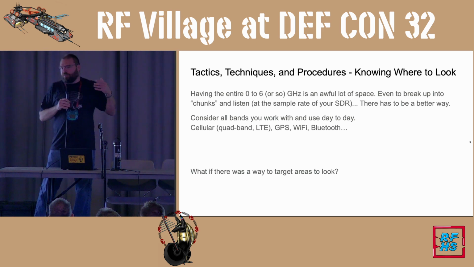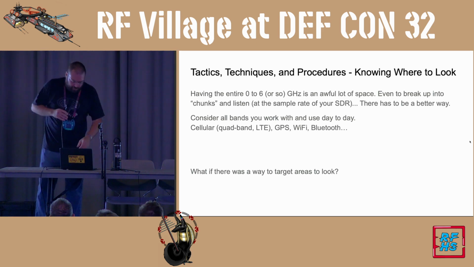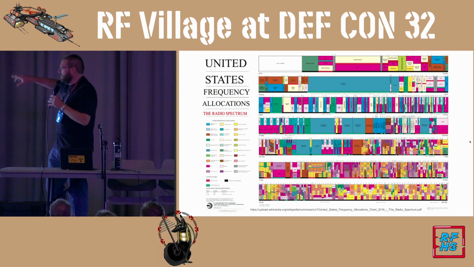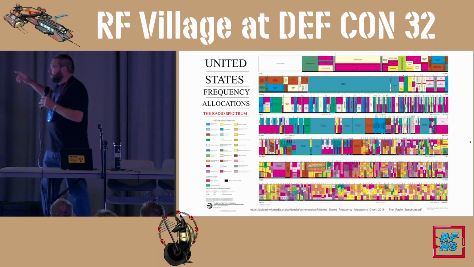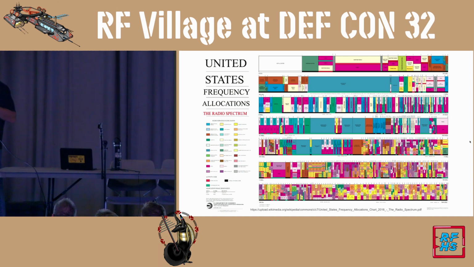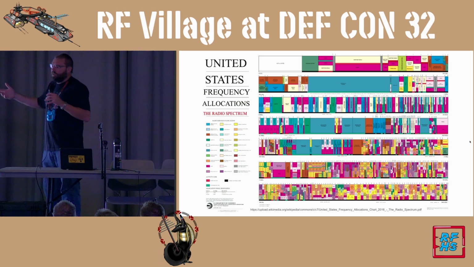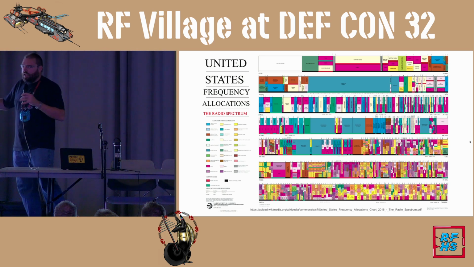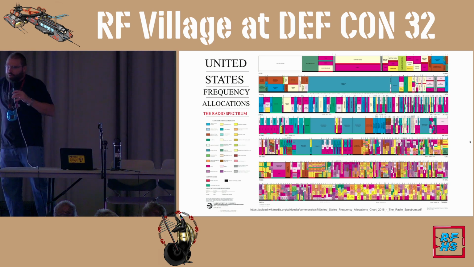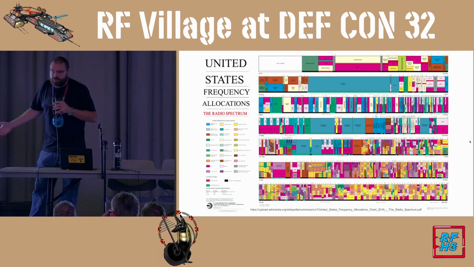And what if there was a great way to target certain areas to look? That's where a little bit of an eye chart comes in, very colorful. You probably can't read any of that text. But the point here is, where we were 0 to 6 gigahertz, we're somewhere down in here on the second from the bottom chart. That's all of here in the United States, what the FCC or Department of Commerce governs, everything 0 to 6 gigahertz. Cellular's in here, AM and FM broadcast are in here somewhere, so everyone has a license for it, and amateur bands are in here.